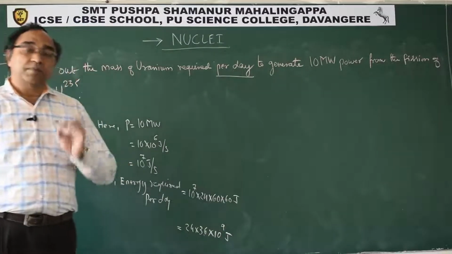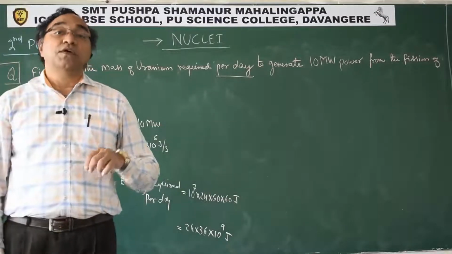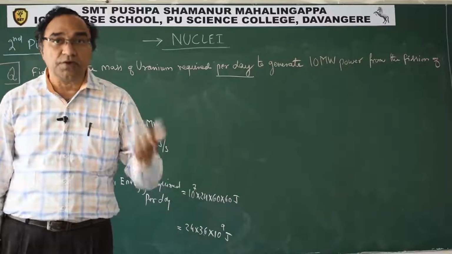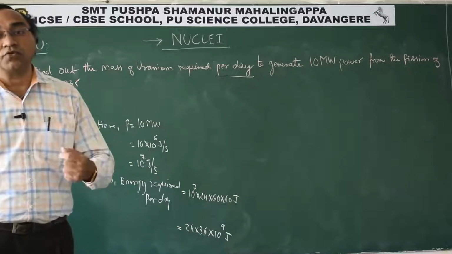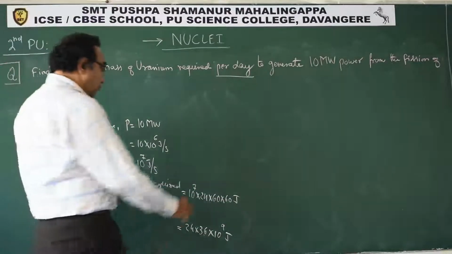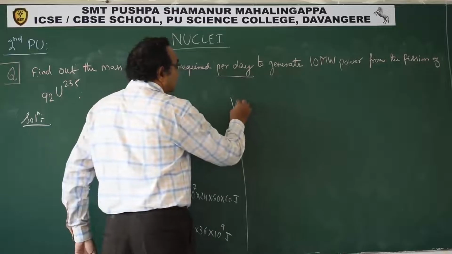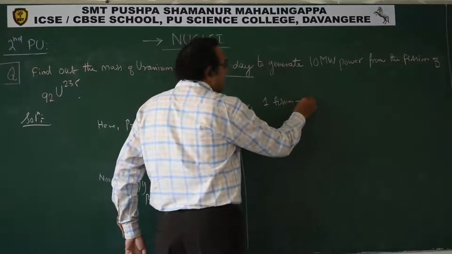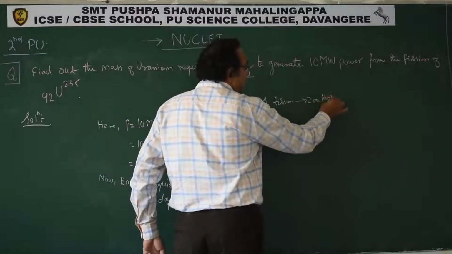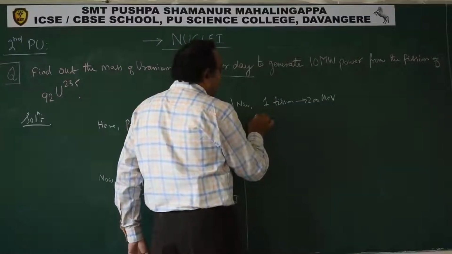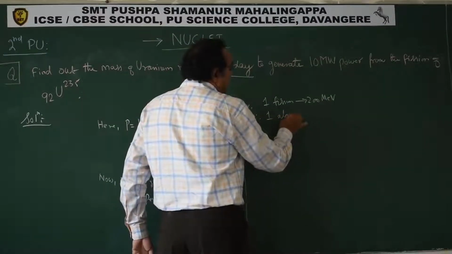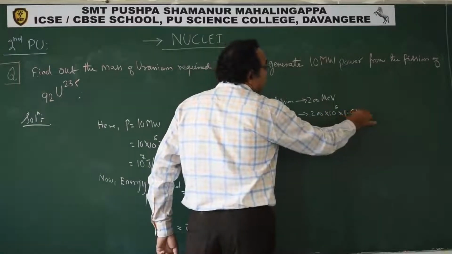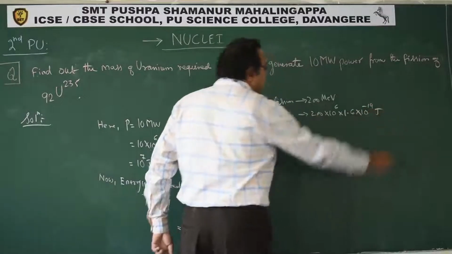In order to supply this much energy, what is the amount of uranium required? For that we need to find how many fissions have to be executed. How many atoms of U235 have to be fissioned? So come to this. Now one fission releases 200 million electron volts of energy. Therefore we can say one atom is releasing 200 × 10^6 × 1.6 × 10^-19 joules of energy.